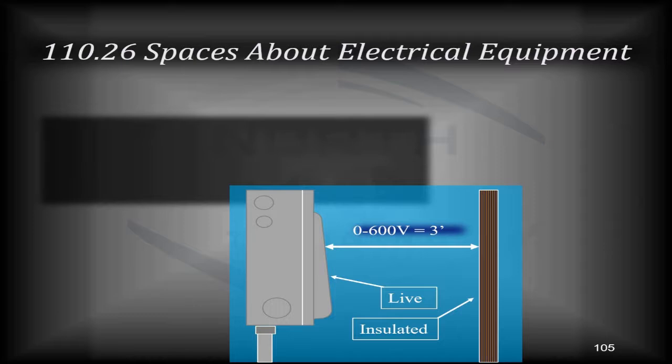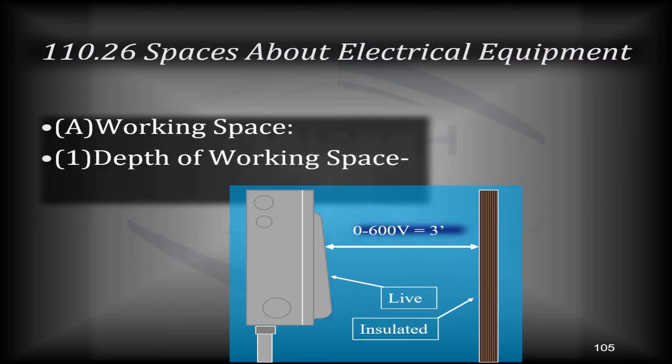Condition 1. Condition 1 says we've got live parts on one side and it's insulated on the other side. In that instance, 0 to 600 volts is going to equal 3 feet. So it doesn't matter what the voltage range is, 600 volts and below, it's a 3-foot distance.